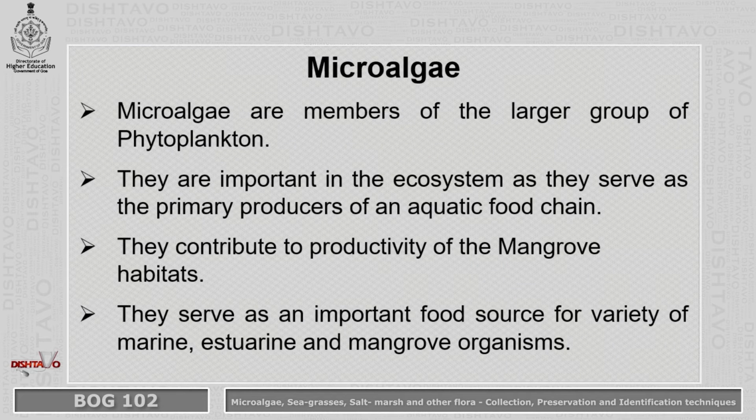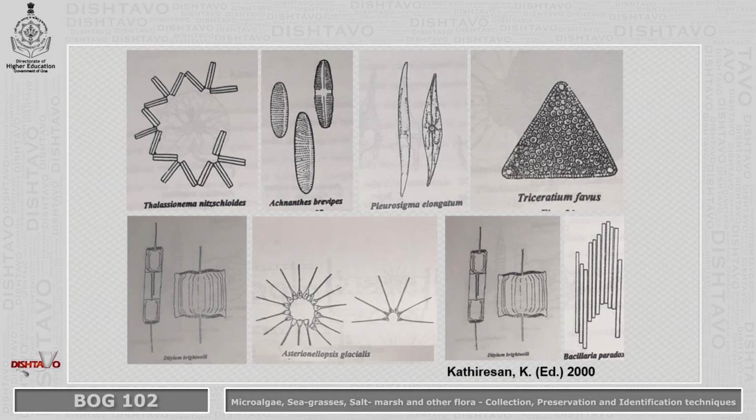First, look at microalgae. Microalgae are members of larger group of phytoplanktons. They are the major producers in aquatic ecosystem. They are photosynthetic organisms. They are important in ecosystem as they serve as the primary producers of aquatic food chain. They contribute to productivity of mangrove habitats. They serve as important food source for a variety of marine, estuarine and mangrove ecosystems.